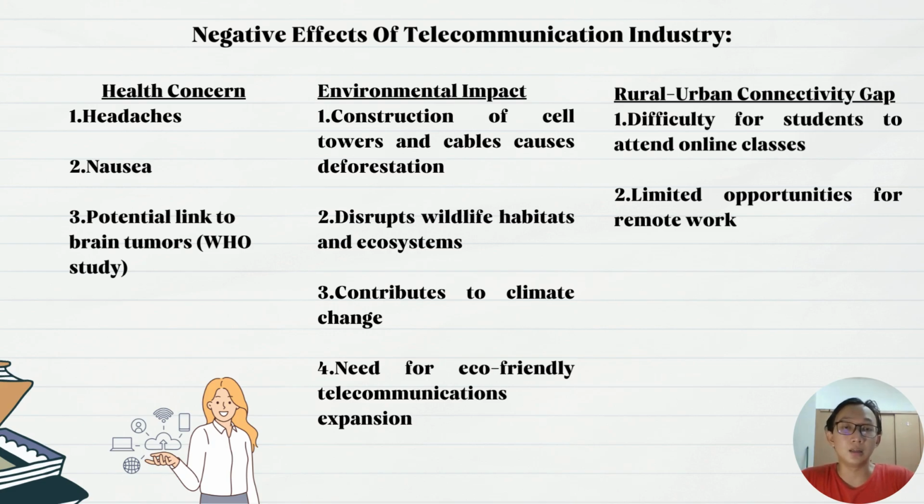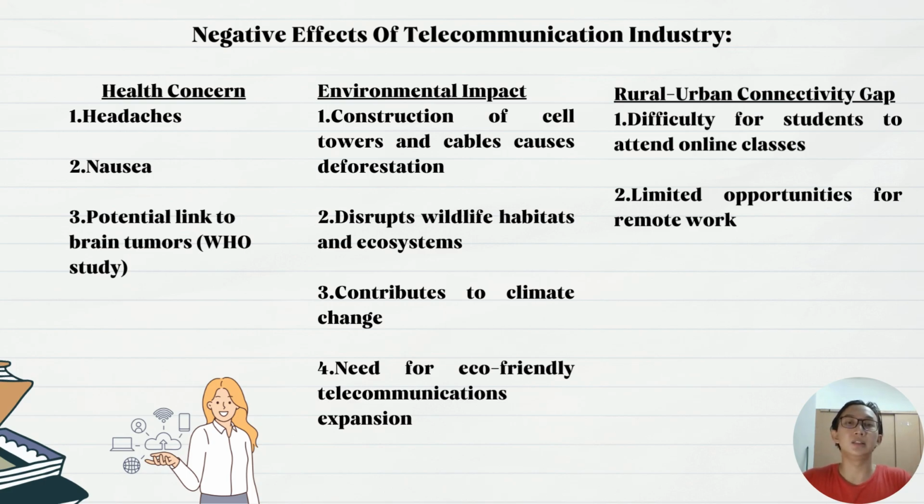Next, the telecommunication infrastructure has had a negative impact on the environment. This is because the construction of cell towers and connecting cables will cause deforestation. This can disturb wildlife habitats. For example, the installation of communication towers in rural areas can disturb the local ecosystem. This will not only threaten the wildlife but also impact climate change. So we should find eco-friendly ways to expand our telecommunication networks.